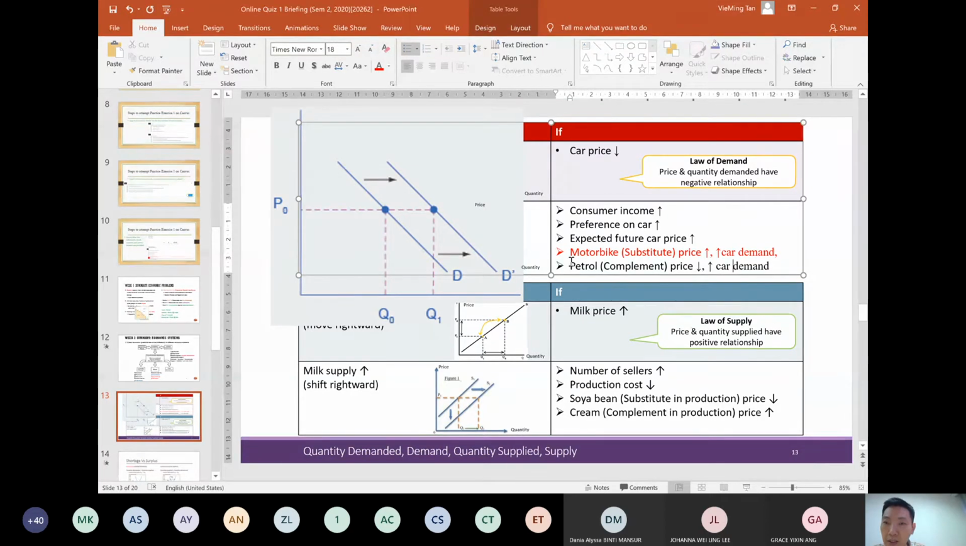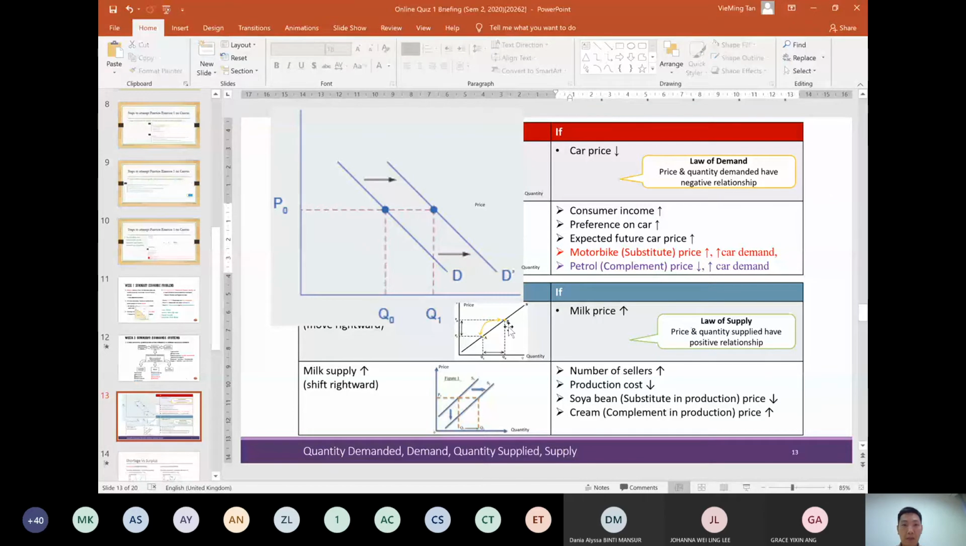On the other hand, if the complement price reduces, you may find that the demand for car will increase. So that means complement price and car demand have a negative relationship. Can you observe these two? All right, done. So this one I try to make it smaller. I emphasize this because sometimes the question may test your understanding on this.